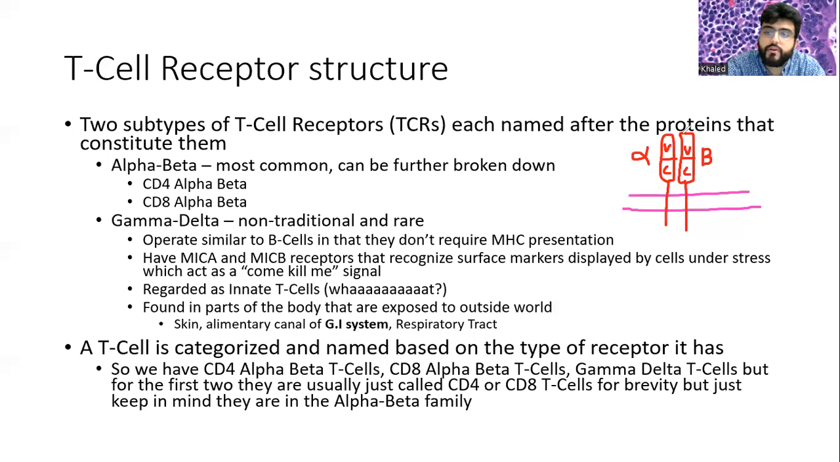And so you imagine the variable part is the one that really varies from individual cell to cell, assuming they're coming from different lineages. And this is what binds the antigen. I believe there's also a disulfide bond linking them here.